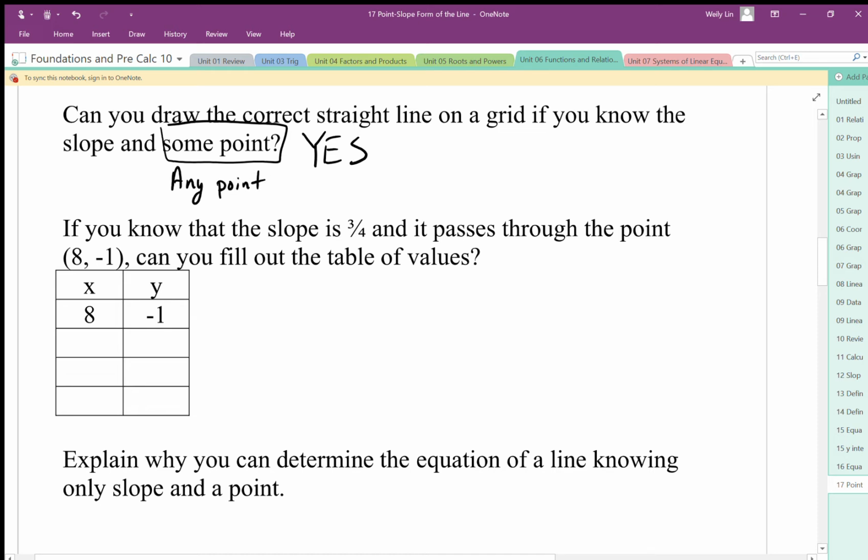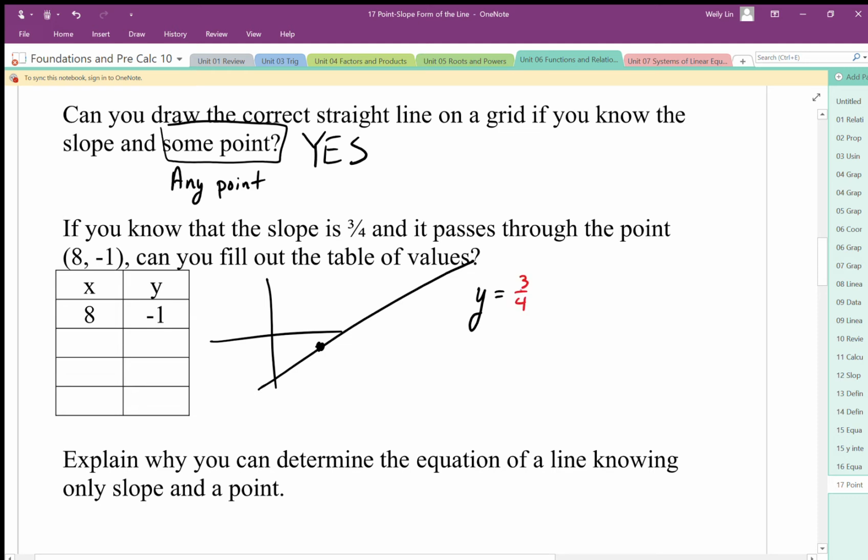So I know that the slope is 3 over 4, and I know the line passes through the coordinate (8, -1). Well, if I were to draw that, slope of 3 over 4, yeah, I can draw the correct line. There's a unique line that goes through that point with that slope. I can find the y equals mx plus b, or so I can find the point slope form of the equation.